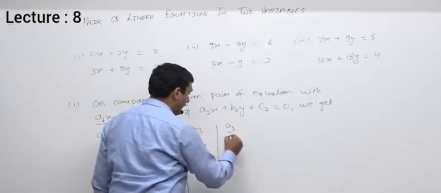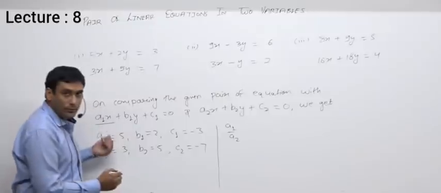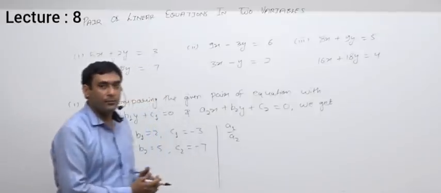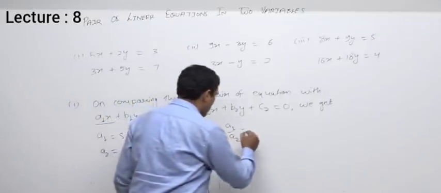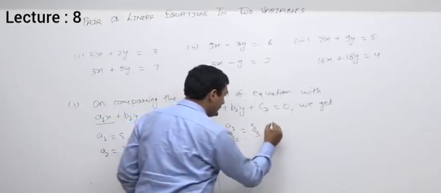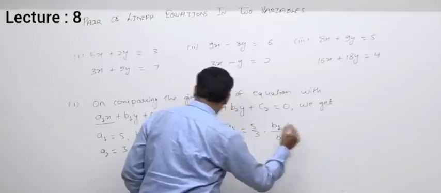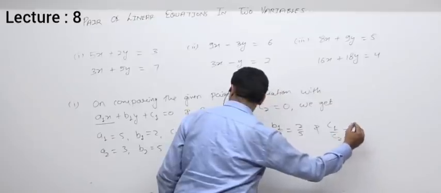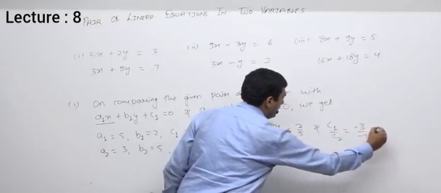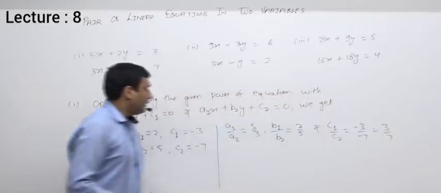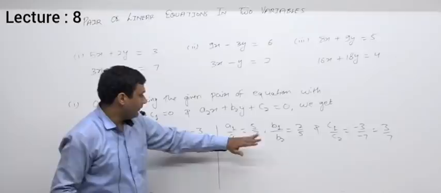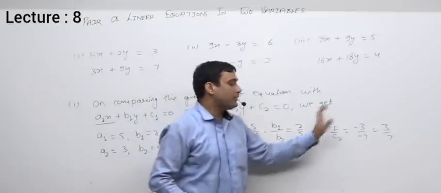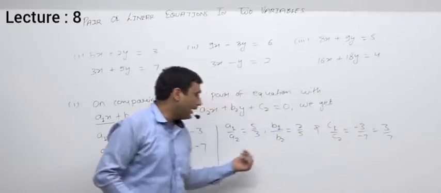I will find a1 upon a2. Although it is very easy to get those values from here only, simultaneously I am showing you the way to write it if you get this type of question for 2 marks. So a1 upon a2 is 5 by 3, b1 upon b2 is equal to 2 by 5 and c1 upon c2 is equal to minus 3 by 7. Okay, so here we can observe that a1 upon a2 is not equal to b1 upon b2. So in this case it was actually not required to get the values of c1 and c2, because we got the answer from here only.